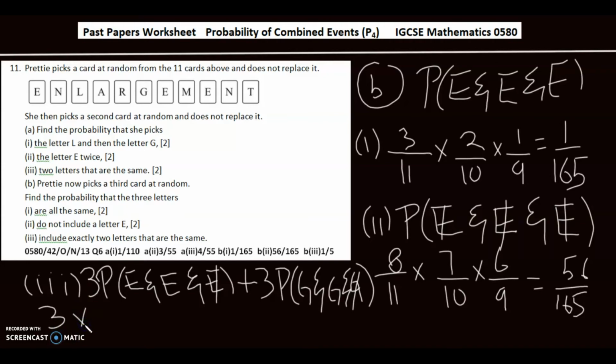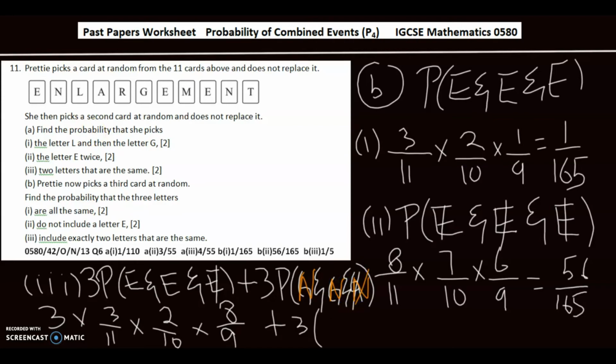So that's going to be 3 upon 11 times 2 upon 10 times what upon 9. So how many non-E's did we have from the start? 8. Plus 3 times G. How many G's did we have? 2. So, no, we did not have 2 G's. We had 2 N's. So this should be N actually, not G. So let me fix this. This is N and not N.